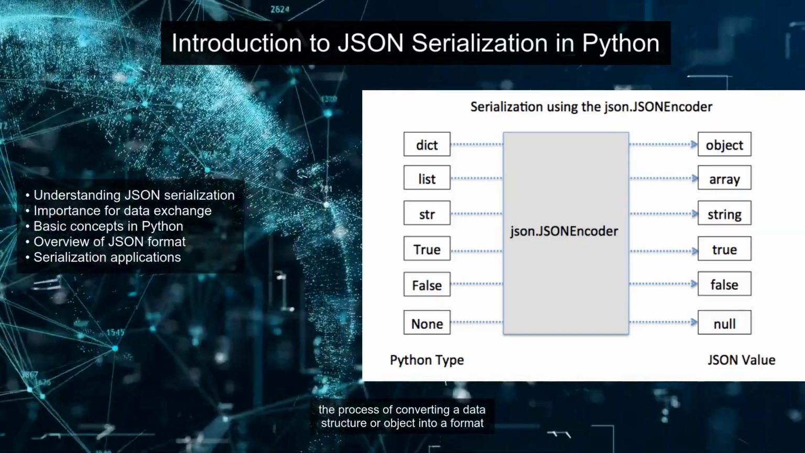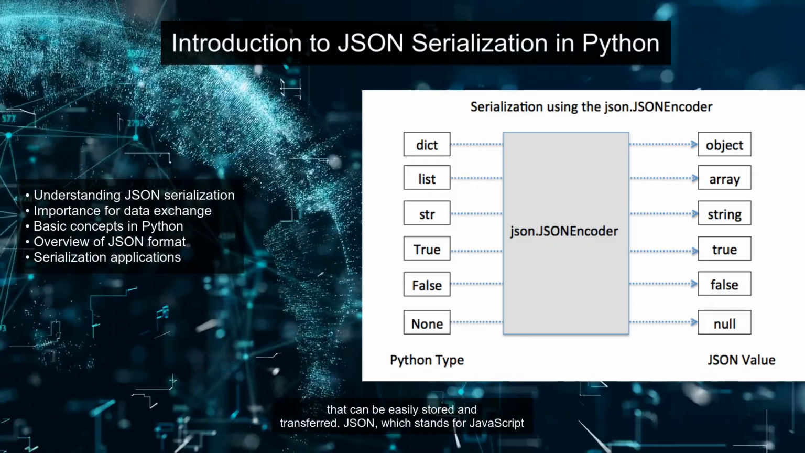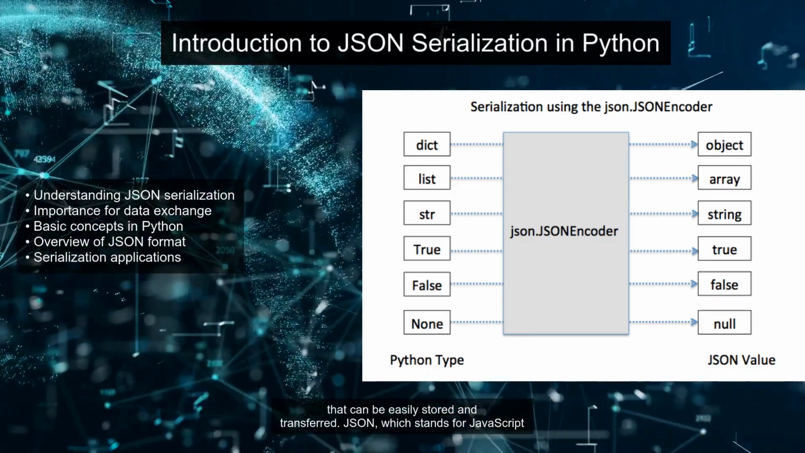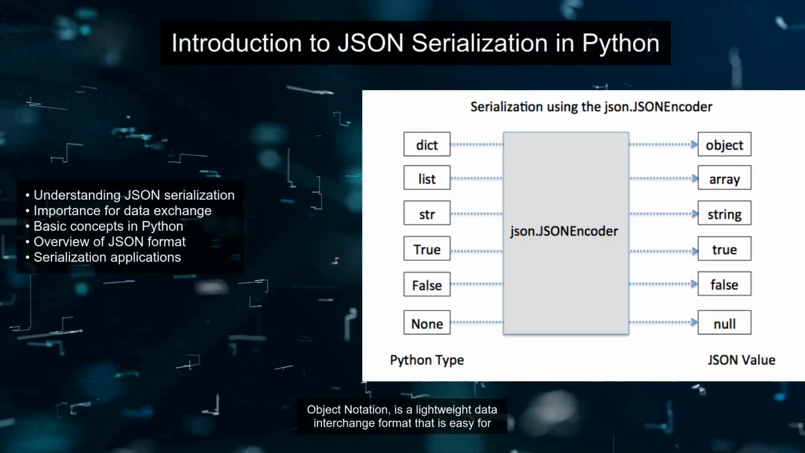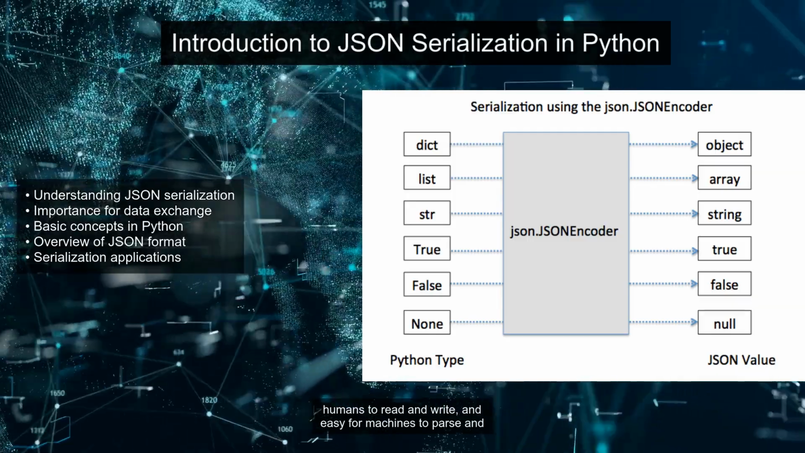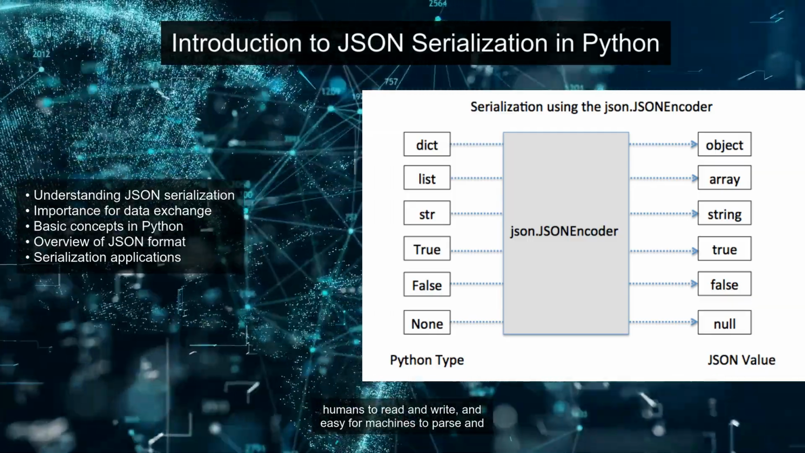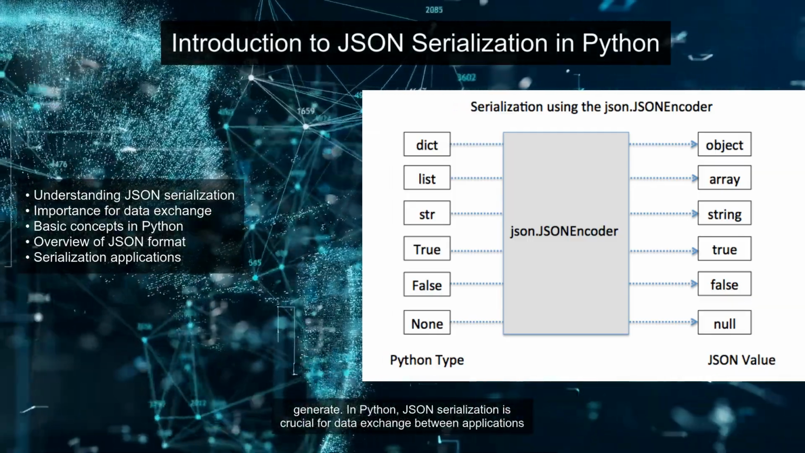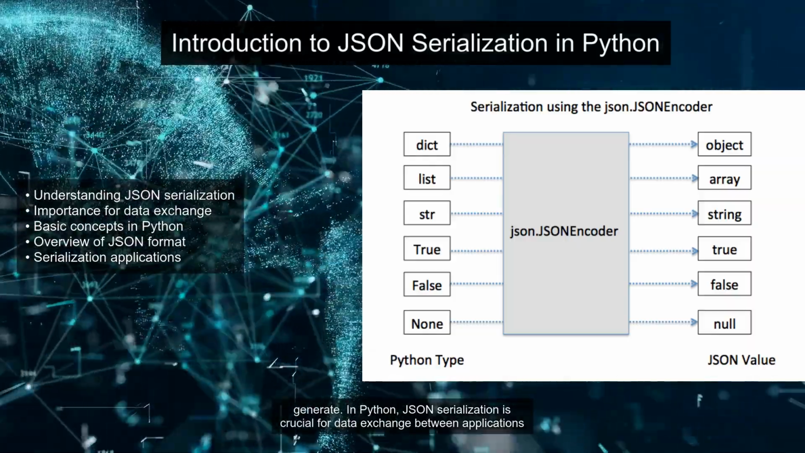Serialization is the process of converting a data structure or object into a format that can be easily stored and transferred. JSON, which stands for JavaScript Object Notation, is a lightweight data interchange format that is easy for humans to read and write, and easy for machines to parse and generate. In Python, JSON serialization is crucial for data exchange between applications and systems.